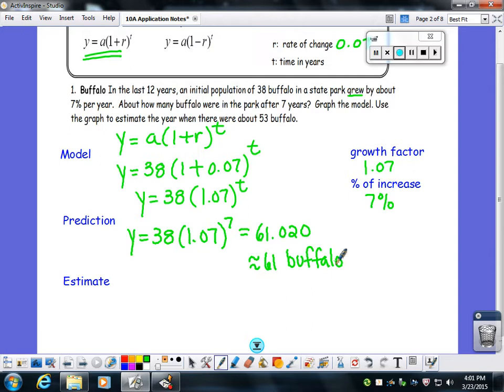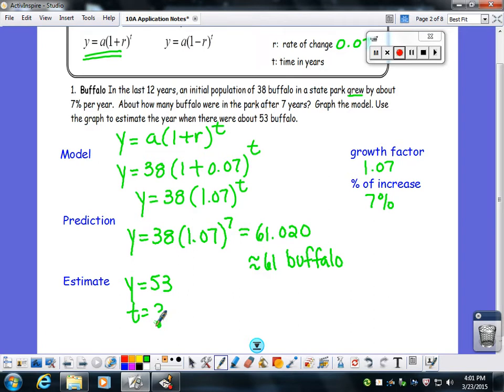All right, they ask us to graph the model and use the graph to estimate the year when there are about 53 buffalo. So we know that there are 53 buffalo, so y is going to equal 53. We're working backwards and trying to find time. So we're going to use our calculator for that. All right, I'm going to show you that now, but I will also go over this in class.